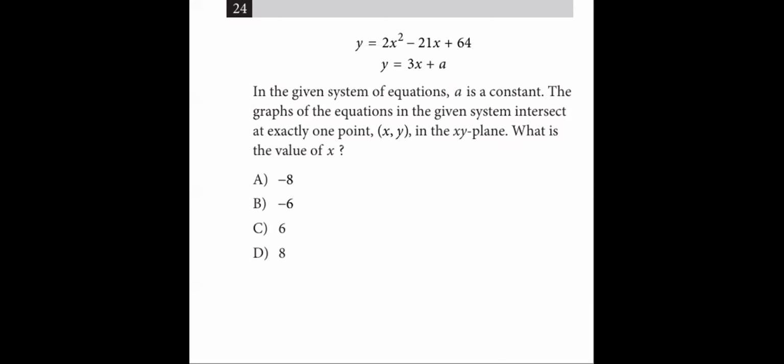Okay, so for question 24, the best way to solve this is to just graph it. We have two functions. We could try to solve the system of equations, but with three variables, x, y, and a, which is some constant that we don't know, we'd have to use calculus. So instead, I would just recommend graphing. So we have 2x squared minus 21x plus 64.